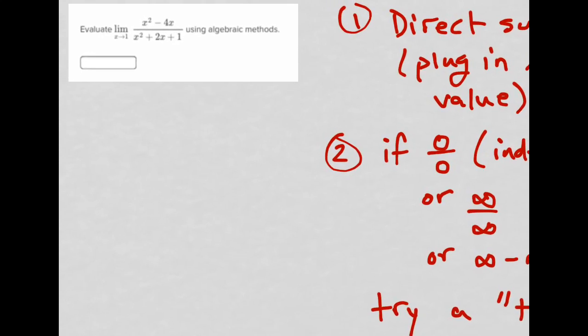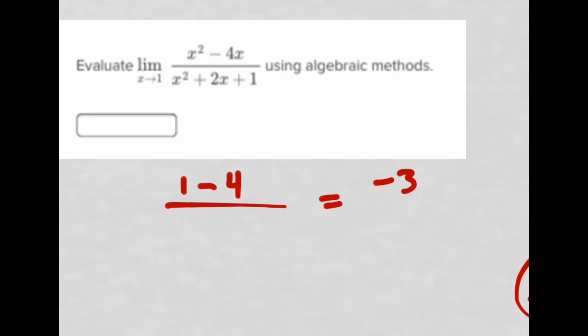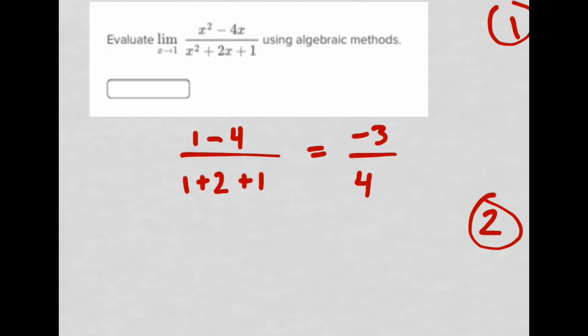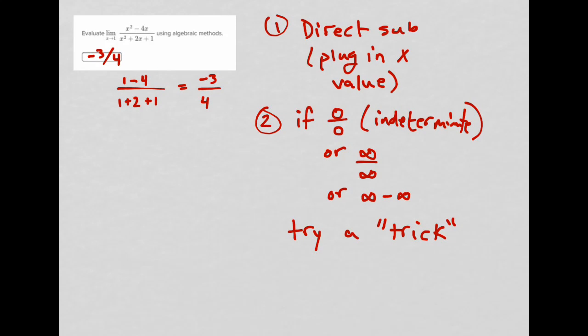Okay, so let's see. If we plug in 1, what do we get? 1 squared is 1, minus 4 times 1 is 4. So 1 minus 4 on the top would be negative 3. And then on the bottom, we get 1 squared is 1, plus 2, plus 1. That would be 4. So the limit as x approaches 1 of this function is negative 3/4. So that's how you do that. We didn't have to do any tricks, but that'll come up in the next video, I think.